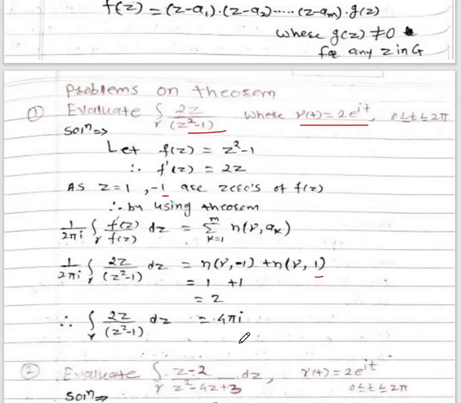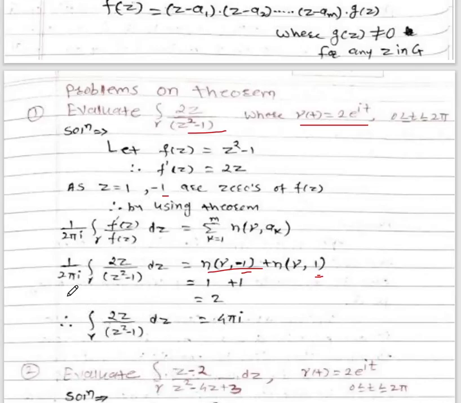Okay, so the index of the closed curve at the point -1 and at the point 1 is equal to 1, because the center is 0 and the radius is 2. So these points -1 and 1 lie inside the circle. Therefore the value of this term will be 1. Okay, so therefore it is equal to 2.